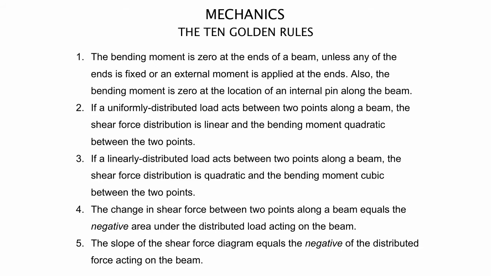Also, in order to determine how the shear force diagram looks, the slope of the shear force diagram will equal the negative of the distributed load that acts on the beam. So if the distributed load is positive on top of the beam, pushing the beam downwards, then the slope of the shear force will be negative. So the shear force will move downwards. The slope will be negative. So rules 4 and 5 are very important rules that will help us determine the magnitude and the shape of the shear force diagram.